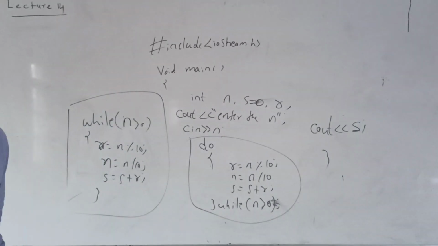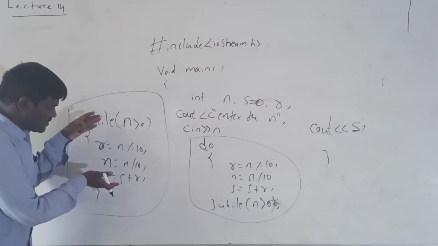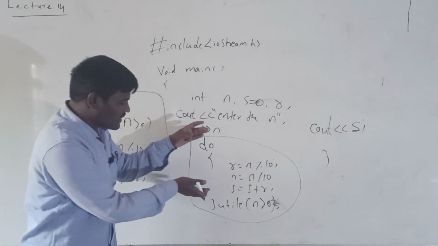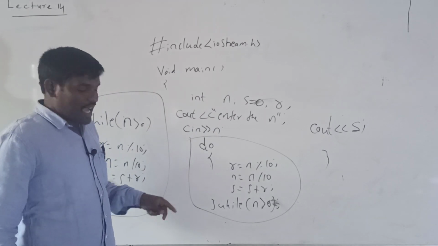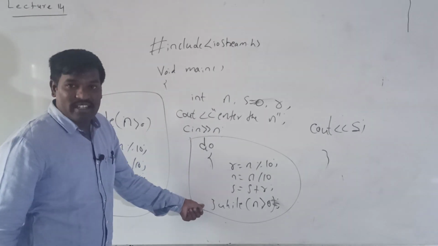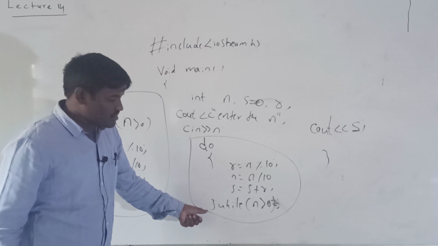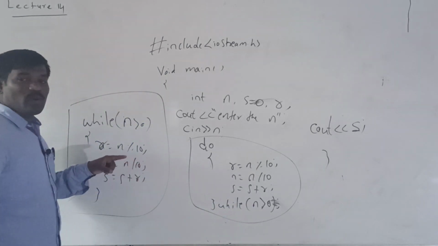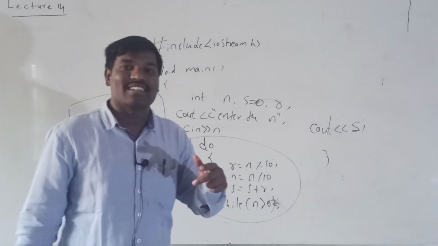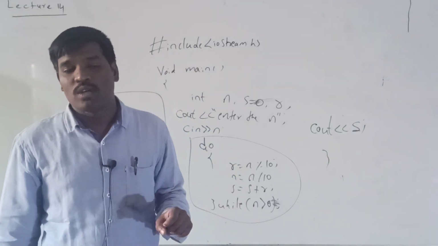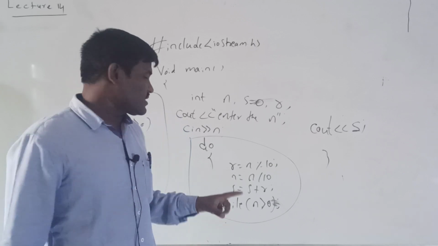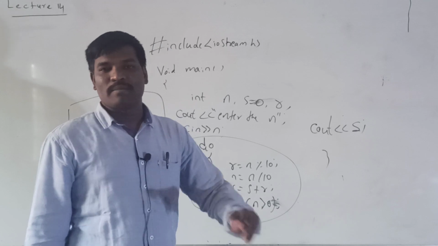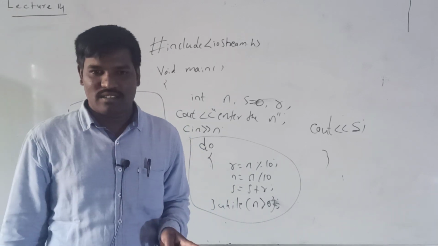So whatever the statements present inside the while loop, these statements can be written in do. After closing the curly brace, we have to write the condition, and don't write while condition inside the curly brace. Inside the do, don't write the condition. Once the do completes, you can write the while, and the remaining process as it is.